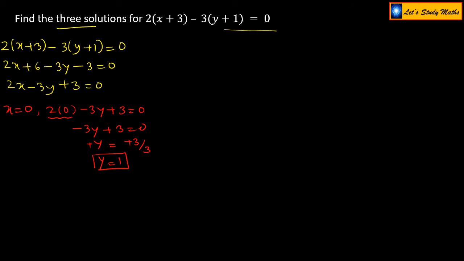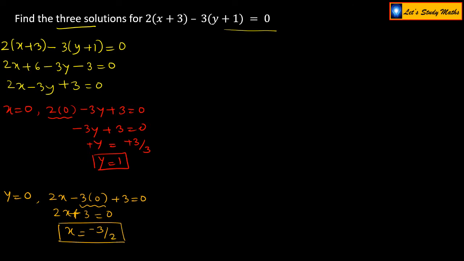So next we'll consider y is equal to 0. You can consider x equal to or y equal to any values, any variable value you can take here. So now I'm considering y is equal to 0. Then 2 into x as it is, minus 3 into 0, because y value is taken as 0, plus 3 is equal to 0. Then it is 2x minus 0, as 3 into 0 is 0. Then we'll take the next term, that is plus 3 is equal to 0. So then x is equal to minus 3 by 2. This is the second solution.